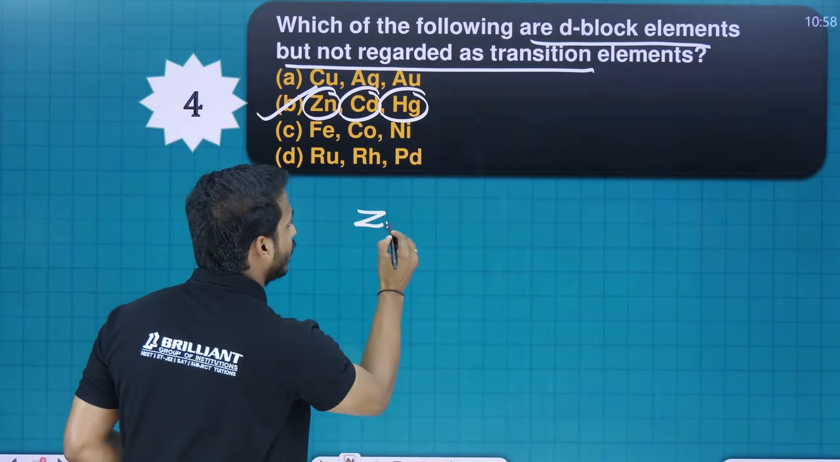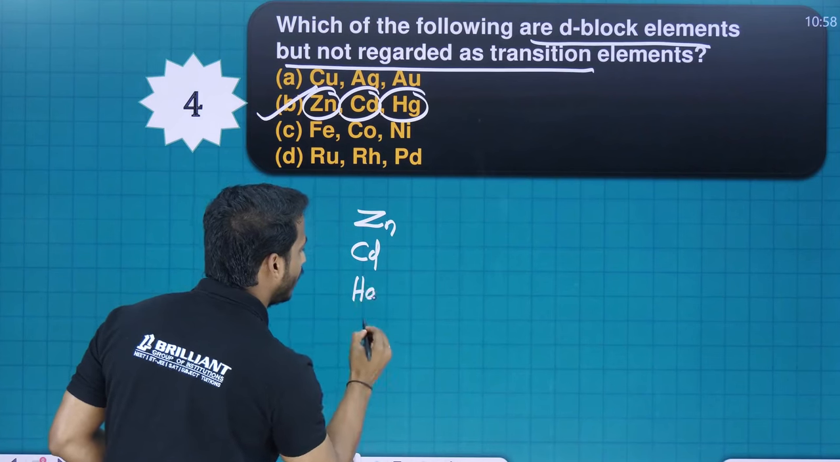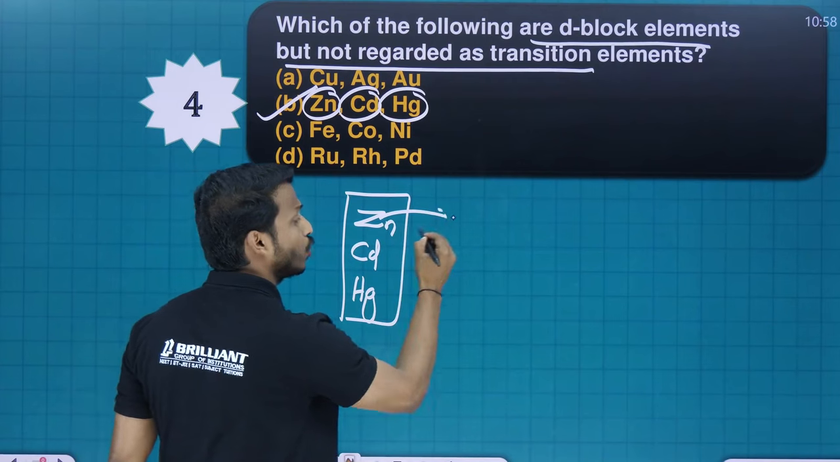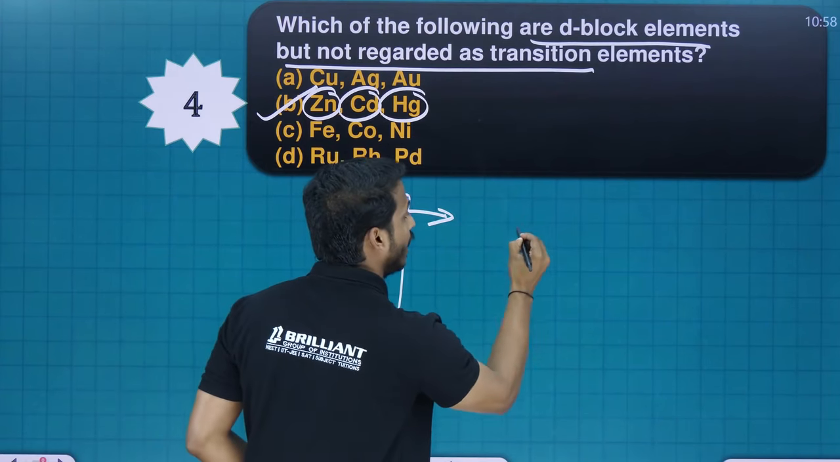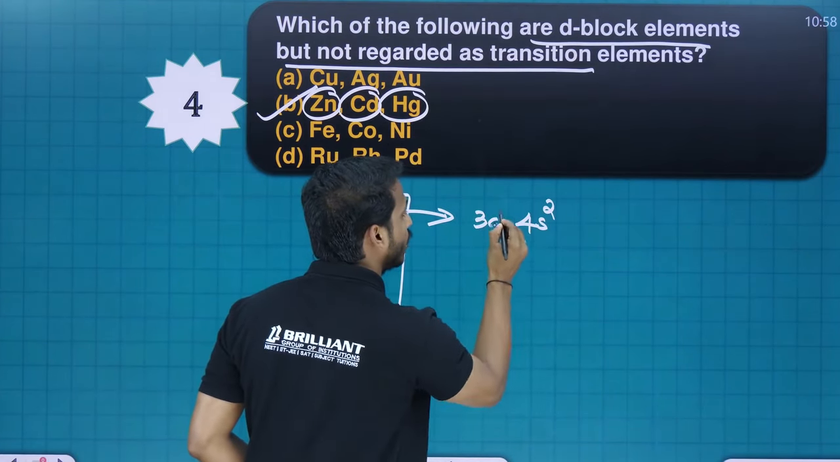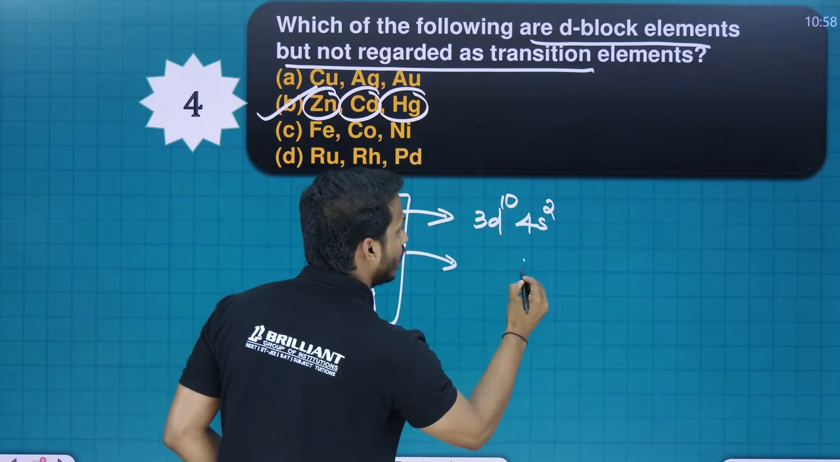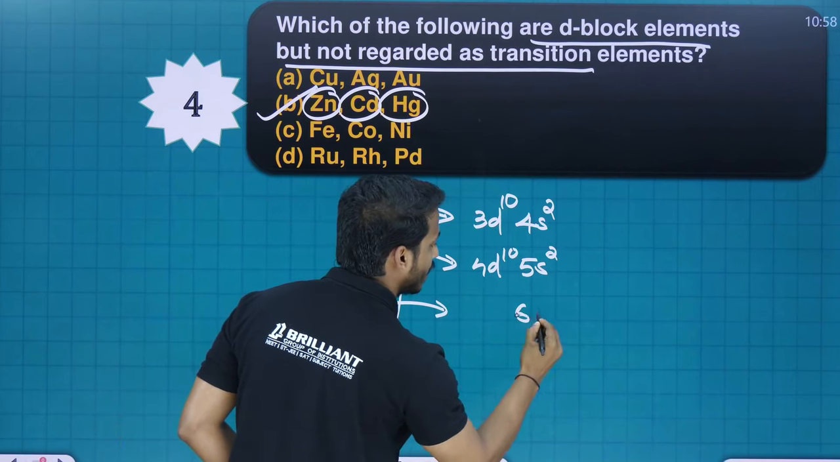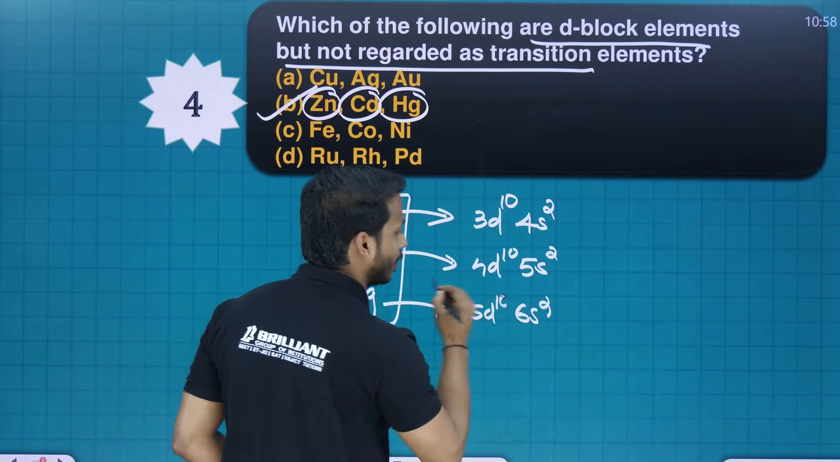Yes dear, zinc, cadmium and mercury, they are in the same group. Zinc atomic number 30. What is the configuration? You will get 4s2 3d10. And cadmium, that is 5s2 4d10. And mercury 6s2 5d10, like that.